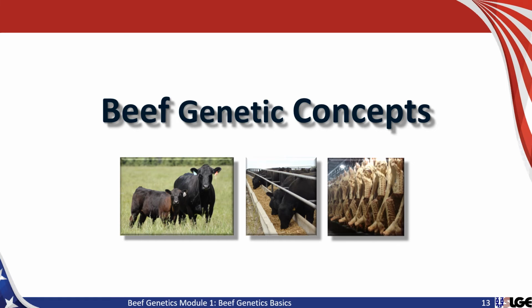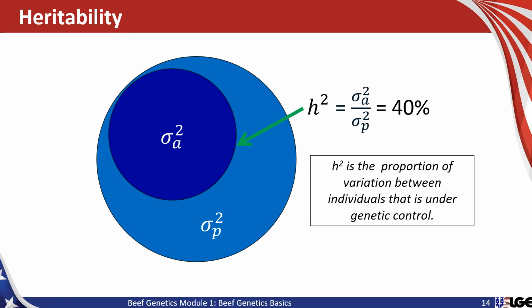So some important beef genetics concepts that you should be aware of and will help you in learning modules that may come later include the idea of heritability. So heritability is simply the proportion of variation between individuals that is under genetic control. Again, it's the proportion of phenotypic variation between individuals that is under genetic control.